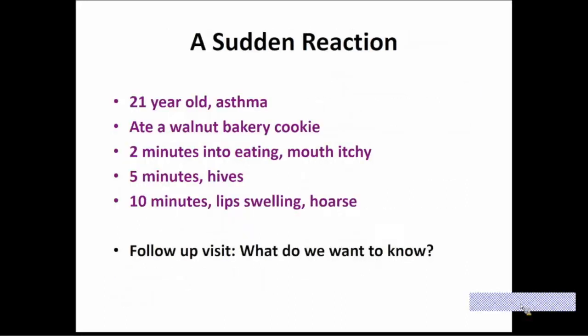So let's go back to this case. The 21-year-old with asthma had the walnut bakery cookie and had this reaction. So what would we want to know and do?